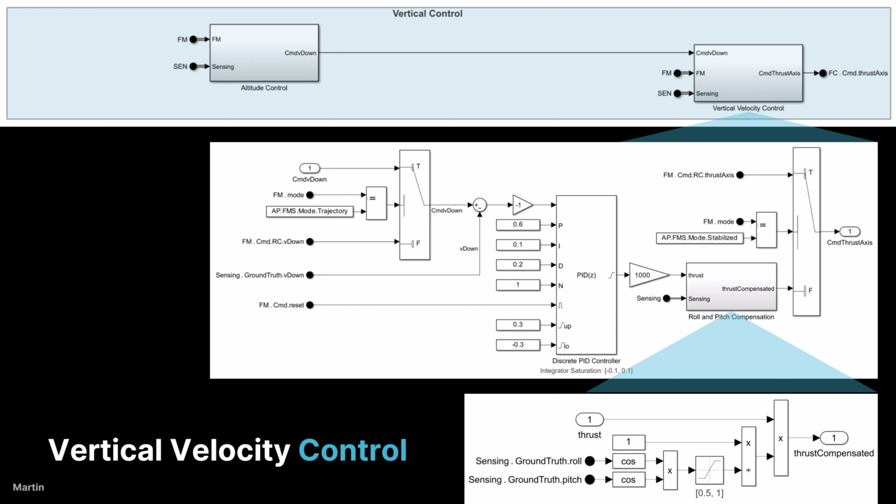This accounts for the fact that, when the vehicle is not level, part of the thrust contributes to horizontal motion, reducing the effective vertical force. The output of the vertical velocity controller is a thrust command, which is then passed to the control allocation block. This thrust value ensures the desired vertical speed is achieved, regardless of the vehicle's orientation.